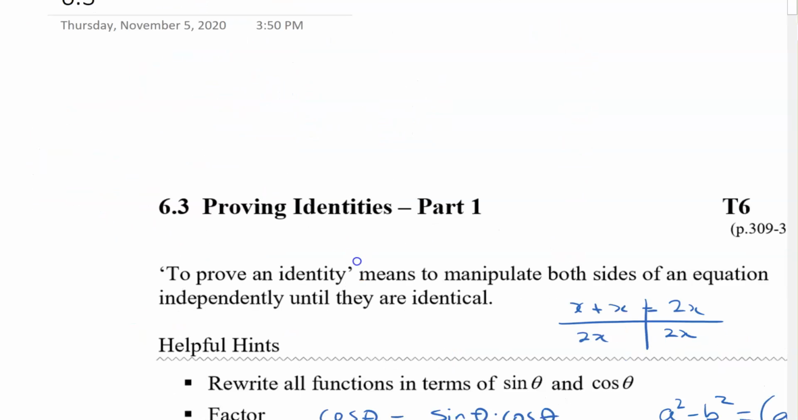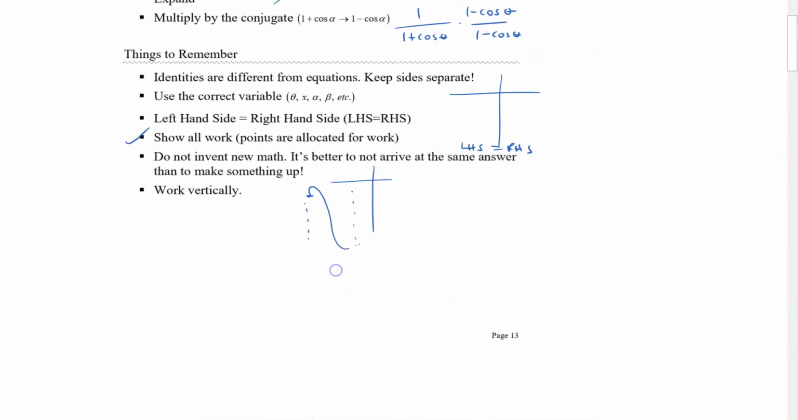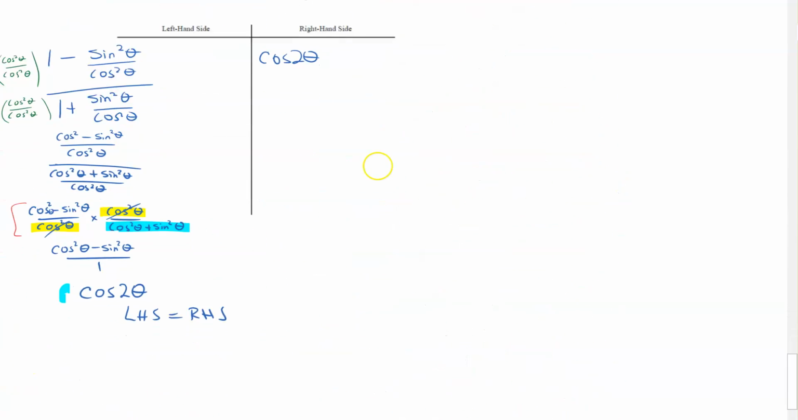Oh, that's it. Okay. Somehow I lost my page. I'll get back to the bottom here again. We've done a lot of identities.